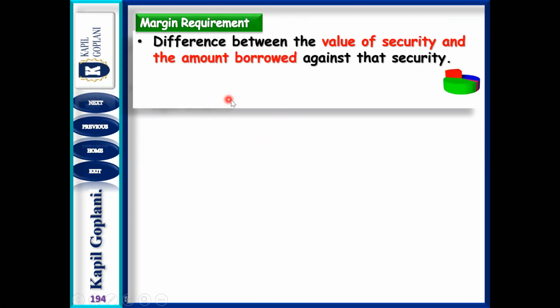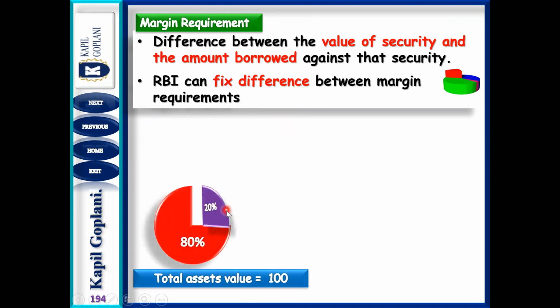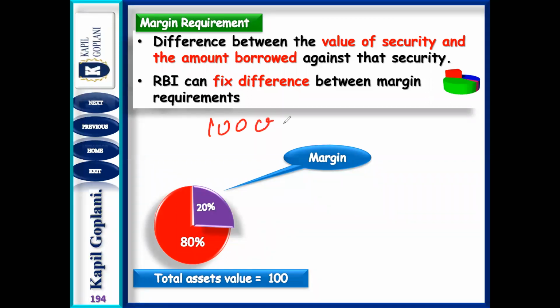Now, what is margin? It is the difference between the value of security and the amount borrowed against that security. RBI can fix the margin requirement. I have an example. Suppose total asset value is 100. So RBI has asked for a margin of 20%. Suppose you want to purchase a house that is of 100 CR, just an example. And RBI has given that on home loans a 20% margin should exist.